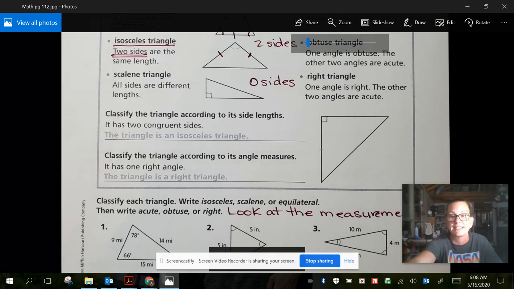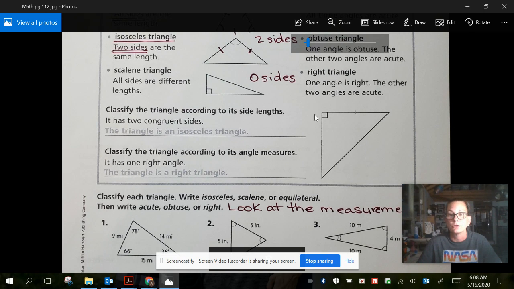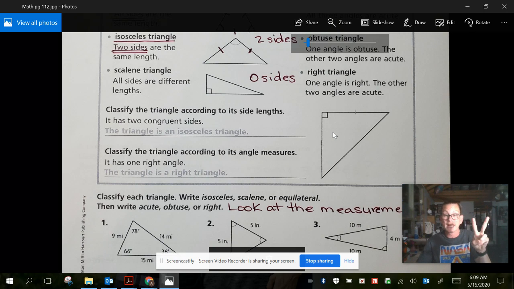So let's look at this example. Look at this triangle. Notice they have the little hash mark through two, but not through the third. So if you go back up, which one has two? An isosceles triangle. So this triangle would be called an isosceles triangle. What do you notice about the angles here? You see that little square, don't you? Whenever you see that square, what kind of triangle are we dealing with? A right triangle.